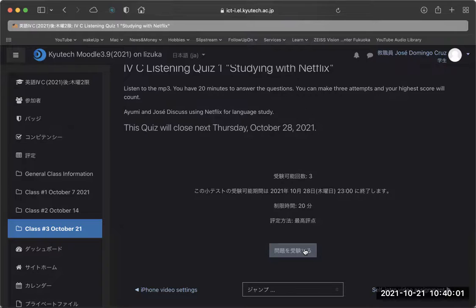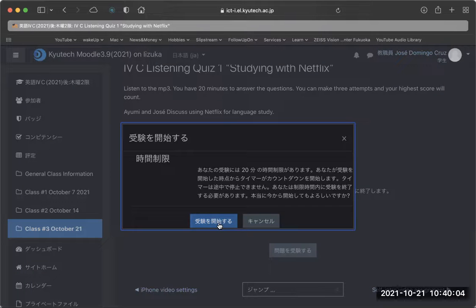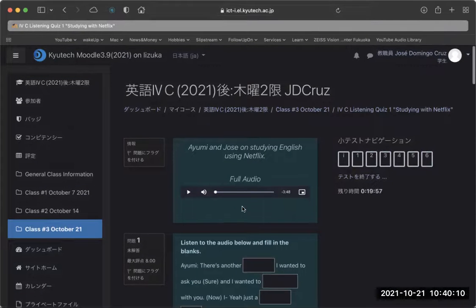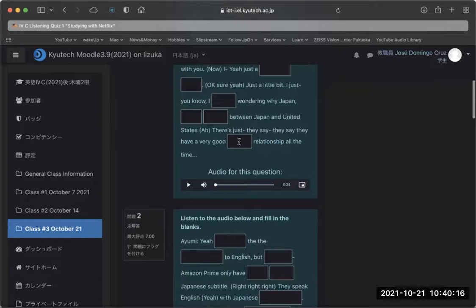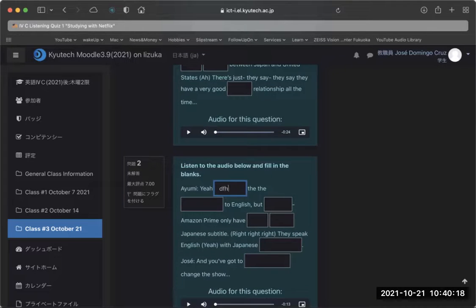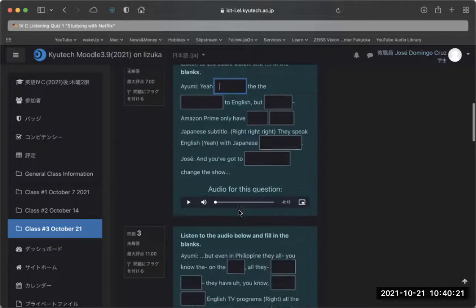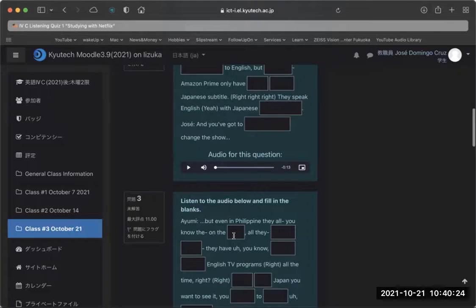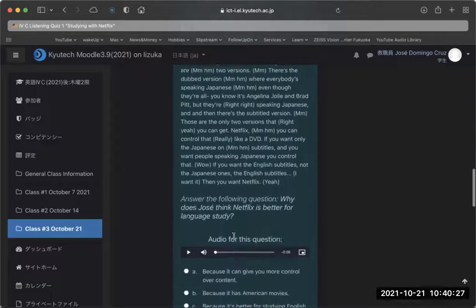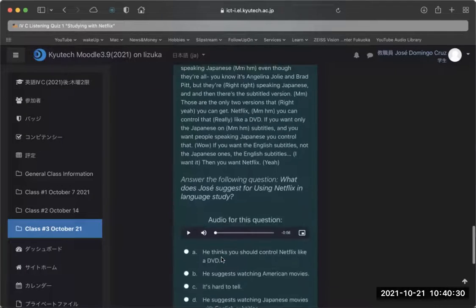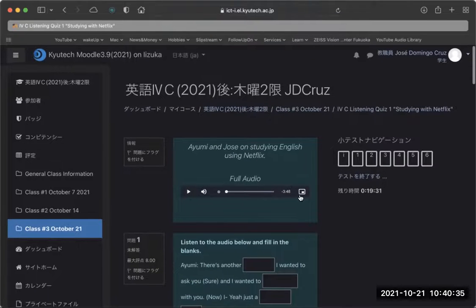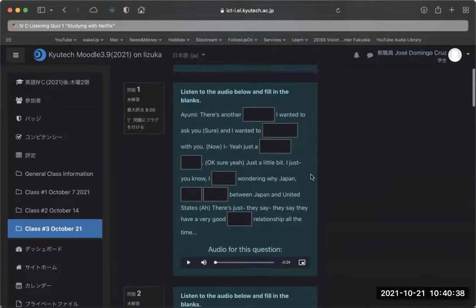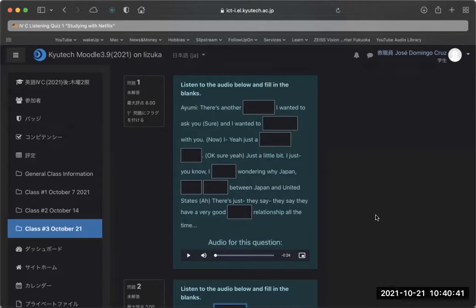So basically it looks like this. When you start the quiz, you're going to get a chance to listen to the full audio here. You can listen to the audio for each question. And I want you to fill in the blank, so you write in words here. Be careful of the pronunciation, the capitalization, and the punctuation. There are some matching questions, but basically it's a listening quiz. So listen to the full audio for the whole thing or for each question, and then try to do that in 20 minutes.